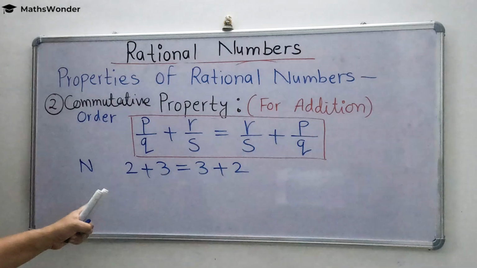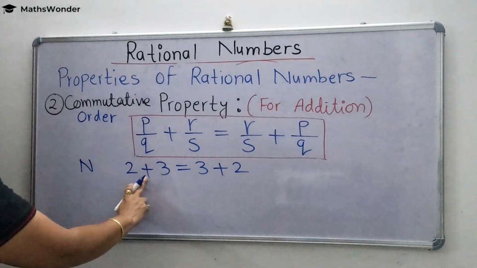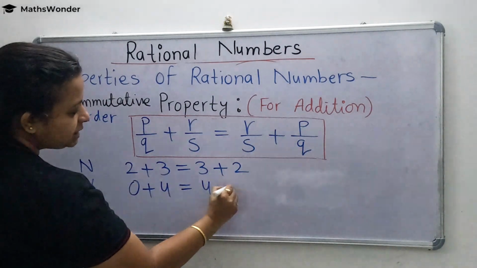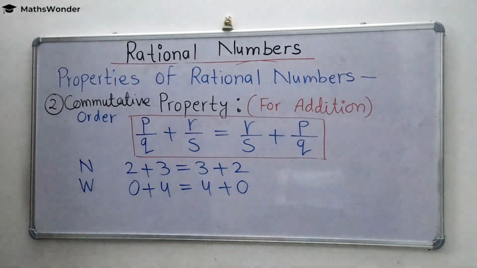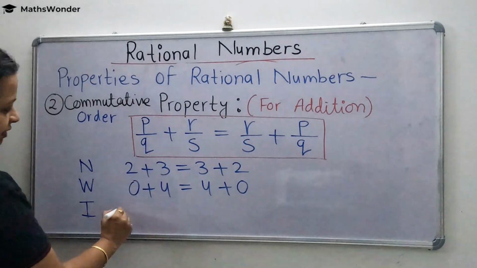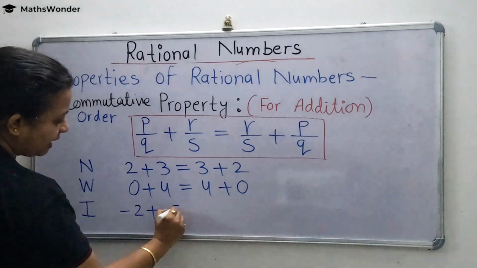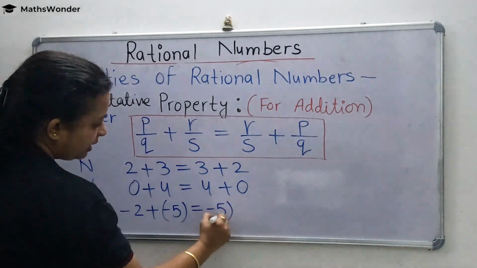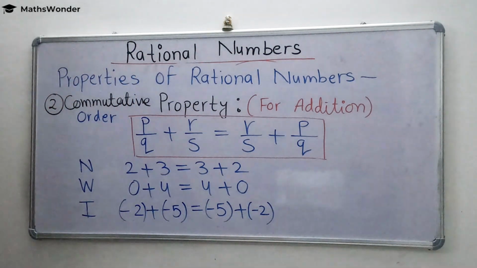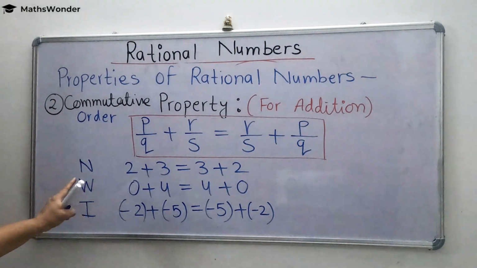Yes or no? Yes, in natural numbers. If we use whole numbers, 0 plus 4, if you change the order, you will get the same answer. Yes or no? Yes. Suppose in integers, if I take negative numbers, negative 2 plus negative 5. If I change the order, negative 5 with negative 2, now find the answer. Will you get the same answer on both sides? Yes, negative 7 on both sides. So this commutative property also works in natural numbers, whole numbers, integers.